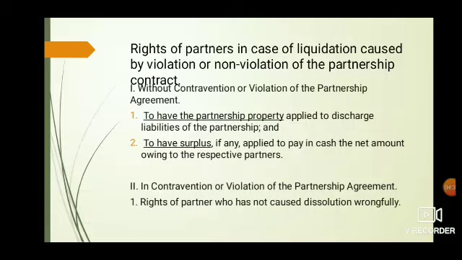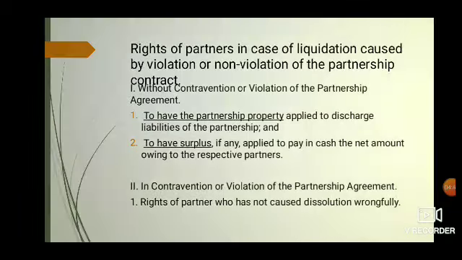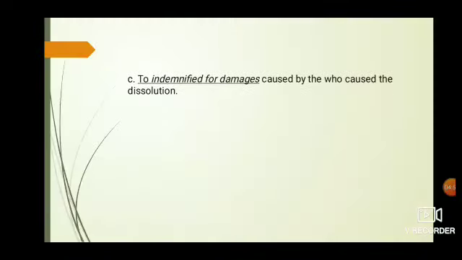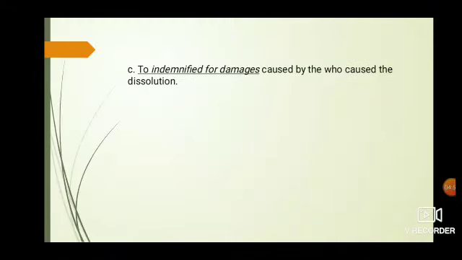Well, the second one is to have surplus, as what I have said earlier. If there will be any excess from the first one, they can pay their other debts or personal debts and they can share it among themselves also. Another right is to indemnify for damages caused by the one who caused the dissolution.